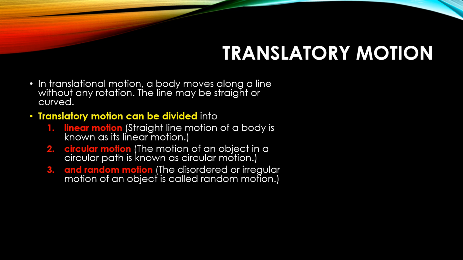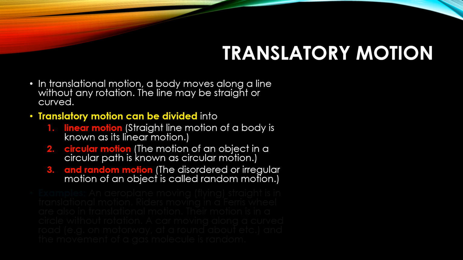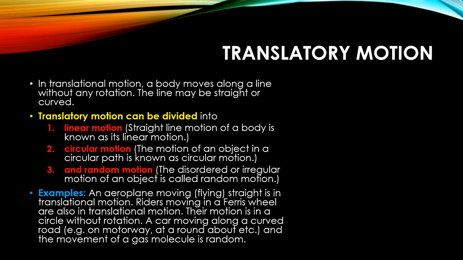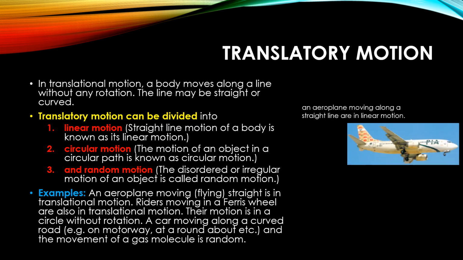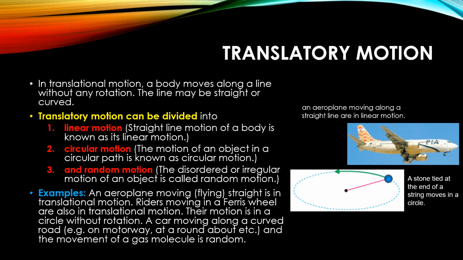In the previous slide, you have seen the examples of all three types of translatory motion. Now, we will discuss again the examples of translatory motion. First is an aeroplane. Moving or flying in a straight line is an example of linear motion or translational motion. Riders moving in a Ferris wheel are also in translational motion, their motion in a circle without rotation. A car moving along a curved road, that is on a motorway or at any roundabout, is circular. As you can see, the stone tied at the end of the string moves in a circular path.